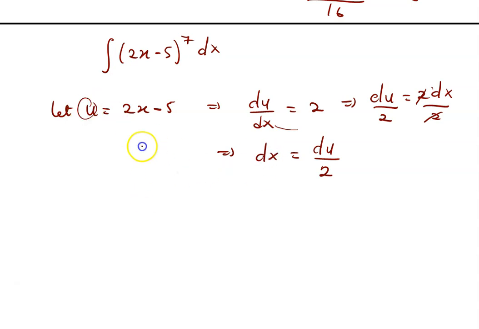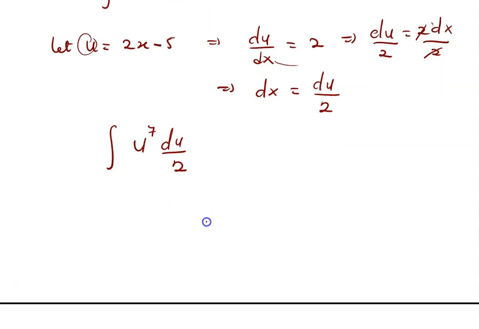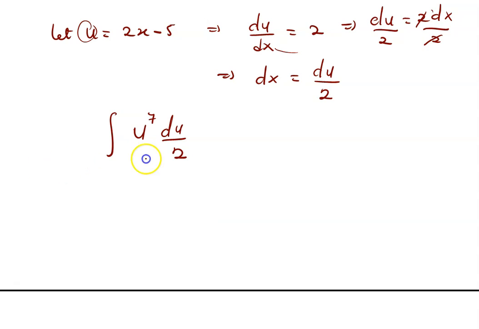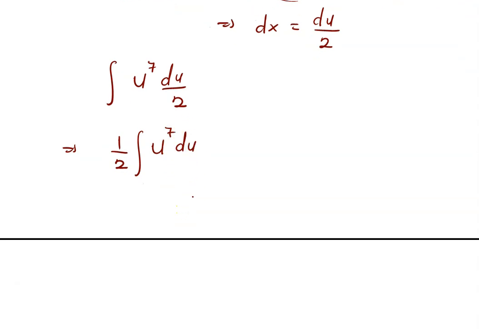We can now do the substitution. So now we have integration of u exponent 7 du on 2. Very good. So I can bring the constant out, which will end up becoming 1 on 2 integration of u exponent 7 du. Now it's very simple to integrate. And what do I get? I'm going to get 1 on 2.